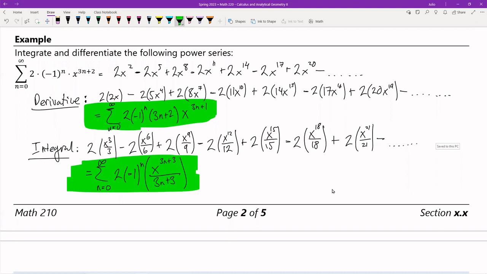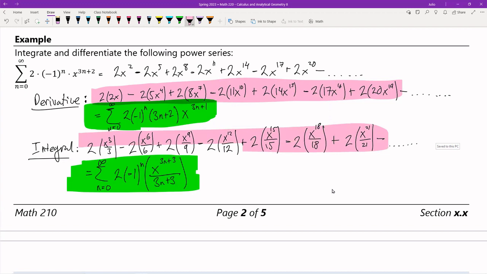This is the term-by-term integration, or the power series now, of the integral of that function, of that power series that we started with. Okay. Now, I would want to say this. I'm highlighting this stuff in pink. That's the term-by-term integration for all of this.